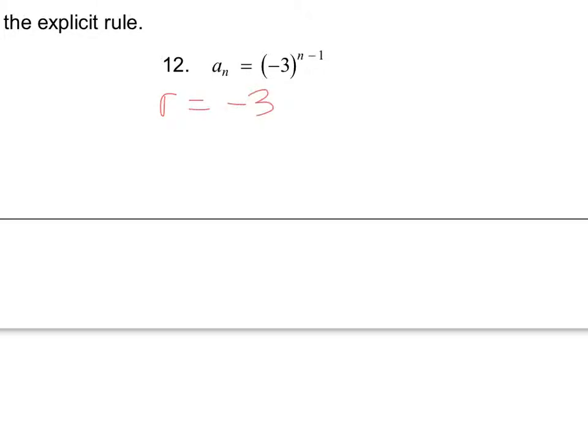So to write the recursive rule for this, we're going to say a sub n equals our ratio, which is, I'm going to go ahead and put it back in parentheses, -3 times our a sub n minus 1. So times the term before.